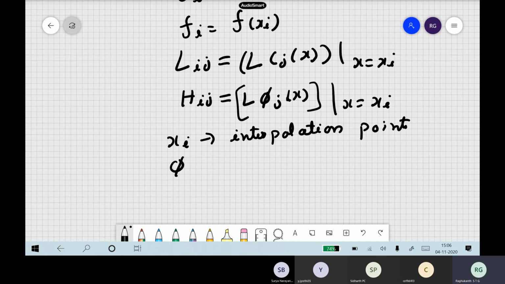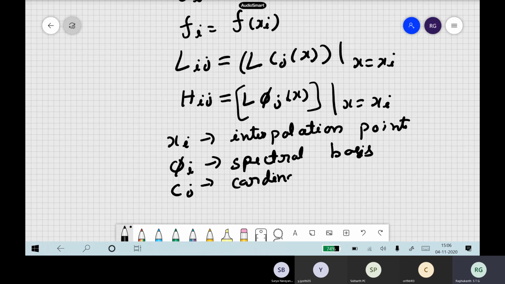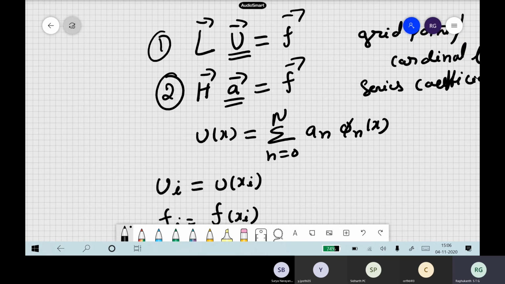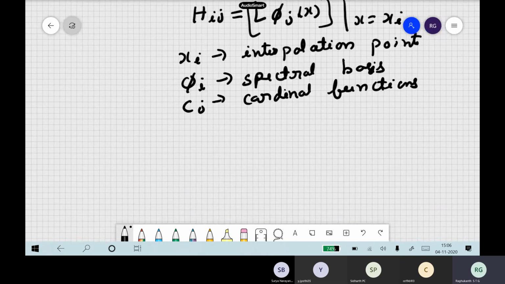And our phi i's, they are nothing but your spectral basis functions. And of course the Cj are all cardinals. You followed? So this is how they look, and of course because all of them should be the same, this and this should also be related, h and a. You can write the link between them like this.